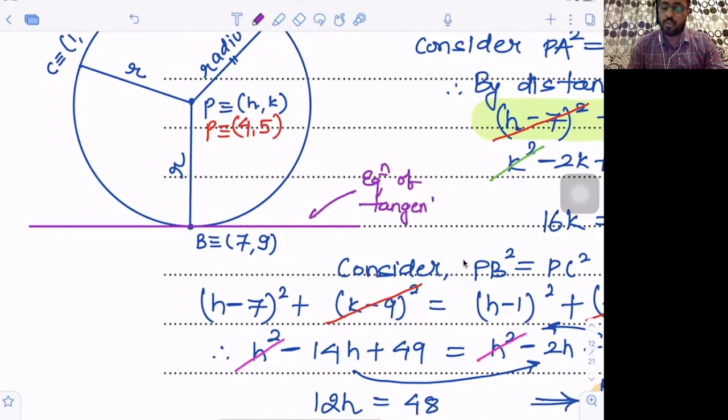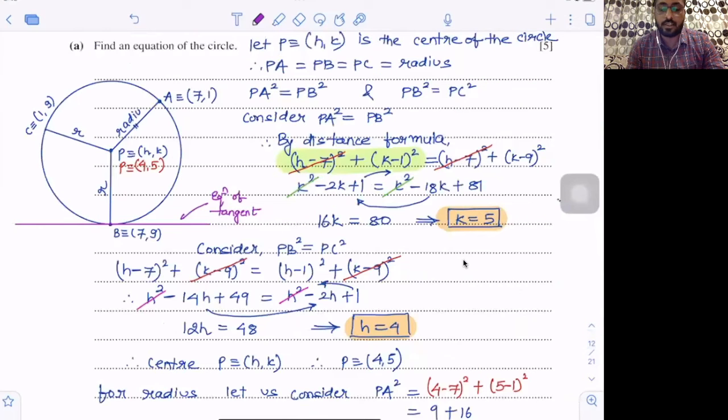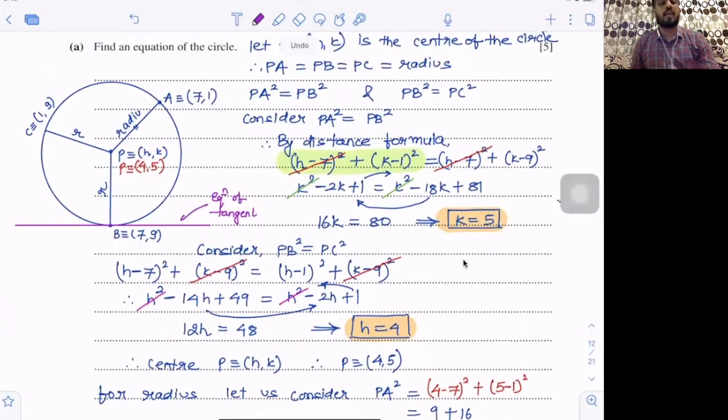Now, students, I know that tangent is a line, isn't it? A tangent is nothing but what? It's a line. If I want to find the equation of a line, then basically what do I need? To find the equation of a line, I will need the slope of the line and one point on the line. So I can make use of the slope point form, which is y minus y1 is equal to m into x minus x1.